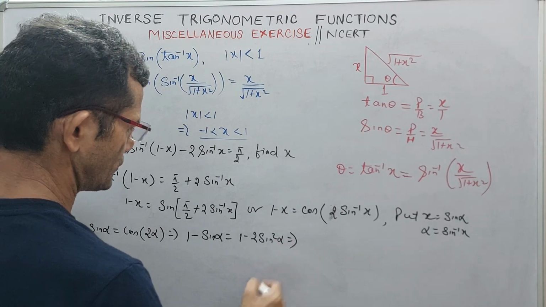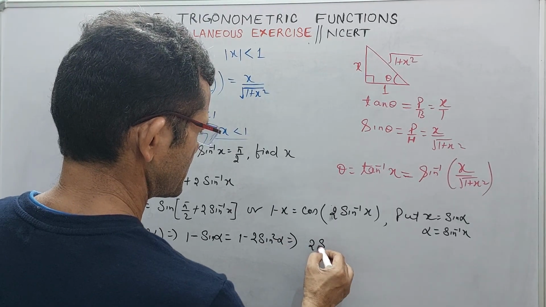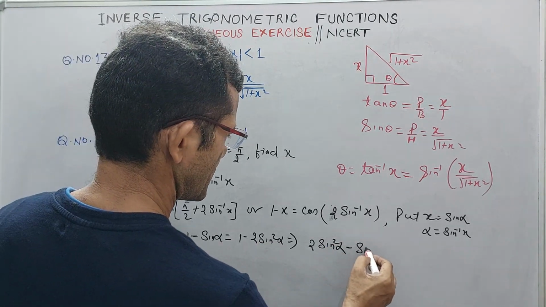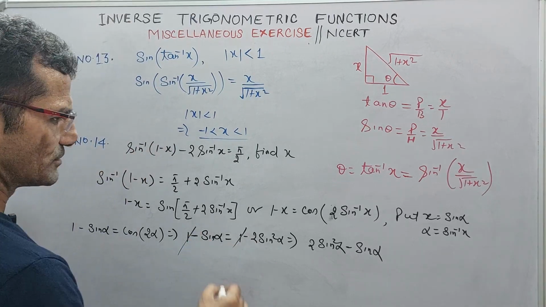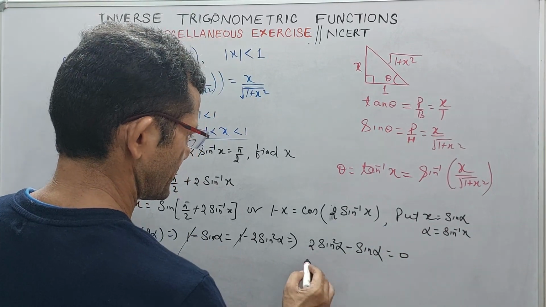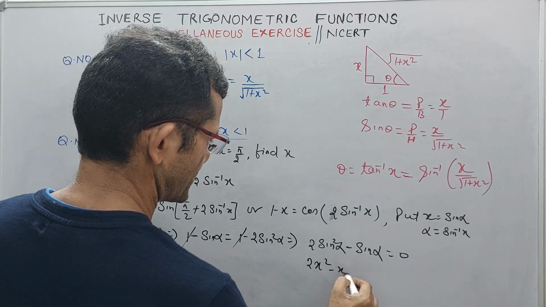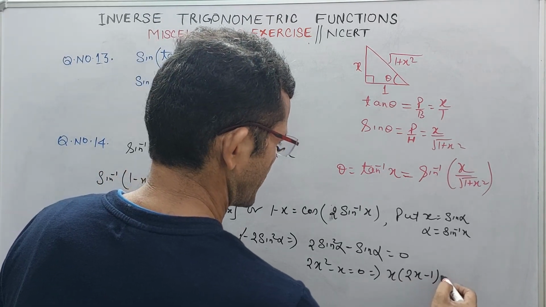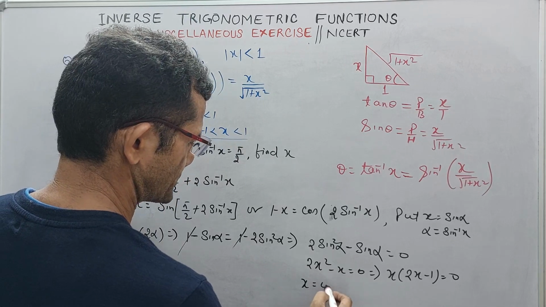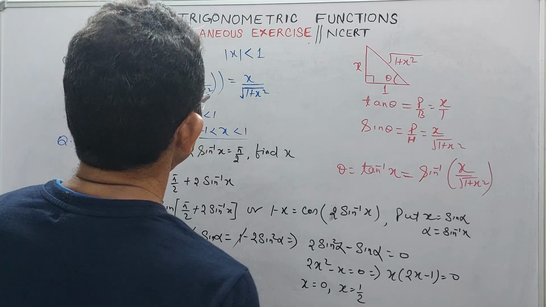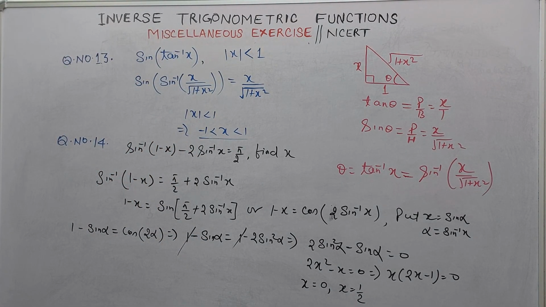So this is our quadratic equation. Simplify this, 2 times sin square alpha minus sin alpha, the 1 cancels out, is equal to 0. Your sin alpha is equal to x. So from here 2x squared minus x is equal to 0, and x is taken out, x times 2x minus 1 is equal to 0. Now we have two values, x is equal to 0 and x is equal to half. So this is our answer.